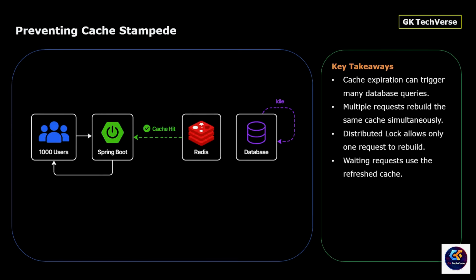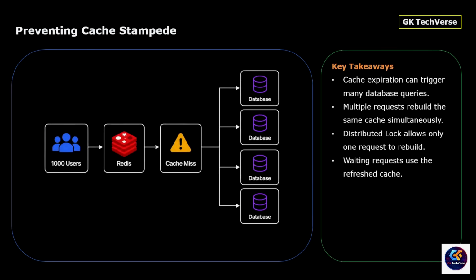Redis removes the cache entry. This is completely normal. If only one user requests the data after expiration, the application simply reads the database and rebuilds the cache, and everything continues as expected.